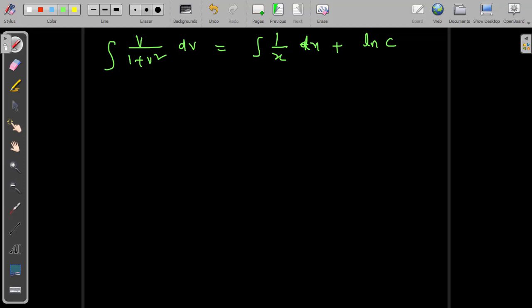By the result of this function I am writing here, I may get the result in terms of a logarithmic function. That's what I have selected here, a logarithmic constant. Even if you select plus c also, no problem.